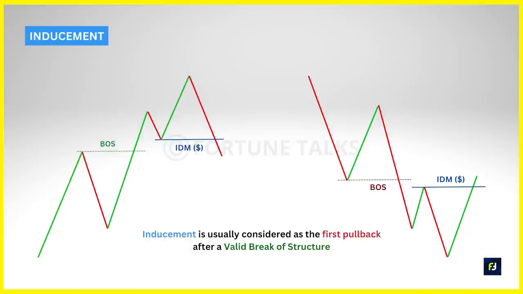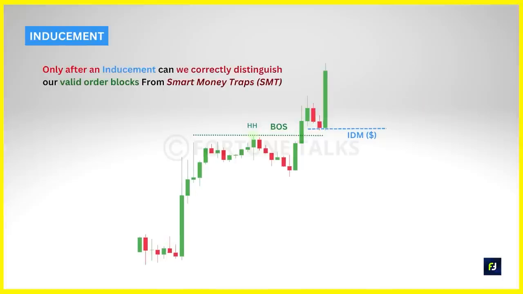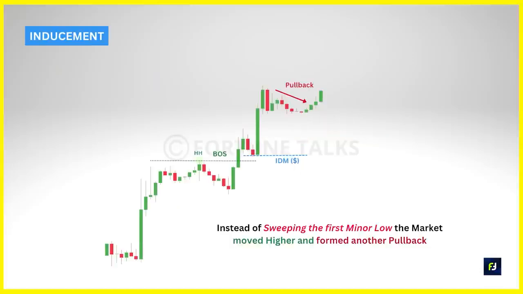Anyways, inducement is considered as the first pullback after a valid breakout structure has happened. The pullback can be a minor one. If you observe in this figure, then the first pullback after the bullish breakout structure is marked using a line with a dollar sign. It is essential for price to take out this inducement. Only then we can identify our valid order blocks from the smart money traps. But as you can see here, the price moved higher without sweeping the inducement.